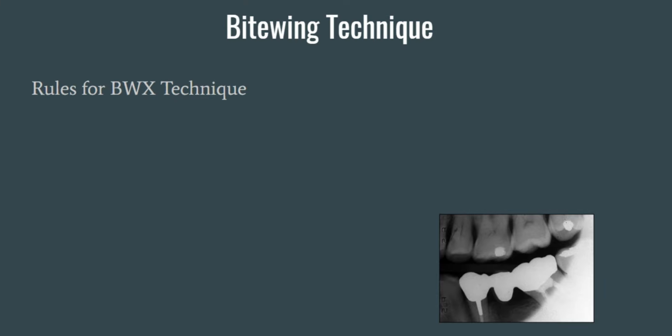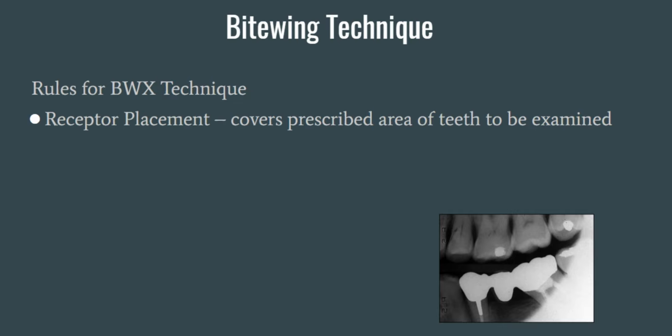Some rules for the bitewing technique. If you follow these rules and keep them in mind, you should get a good shot every time. That first rule is going to be your receptor placement. You want to make sure that it covers the prescribed area of the teeth to be examined. So if you're too far forward or too far back, you may cut off one of those teeth that were prescribed to be radiographed.